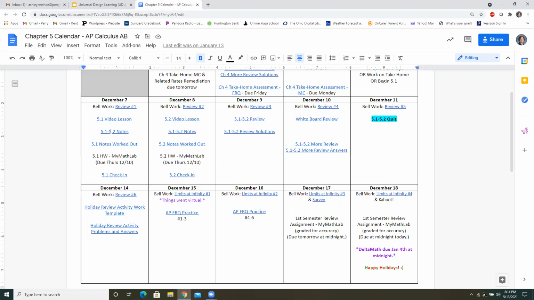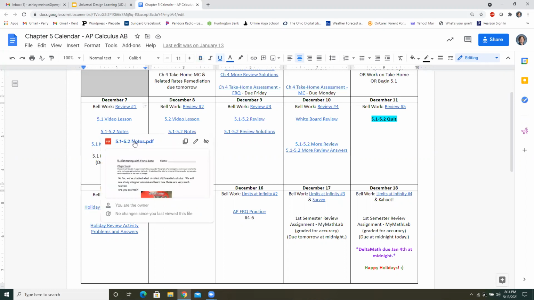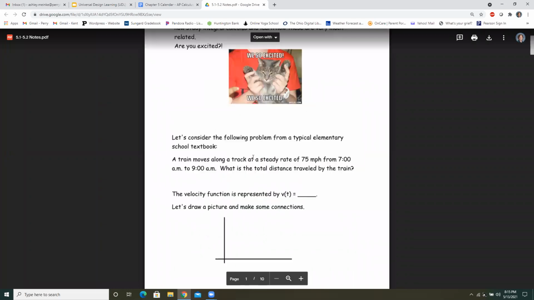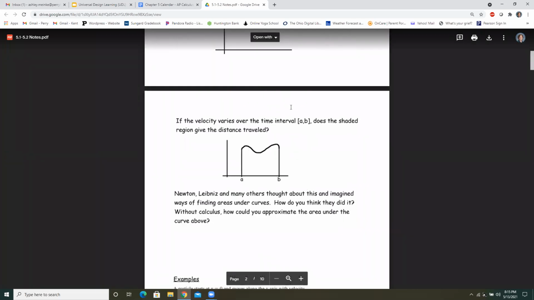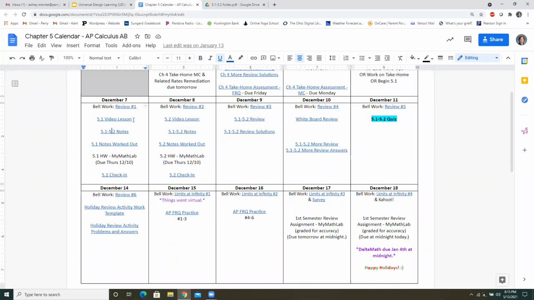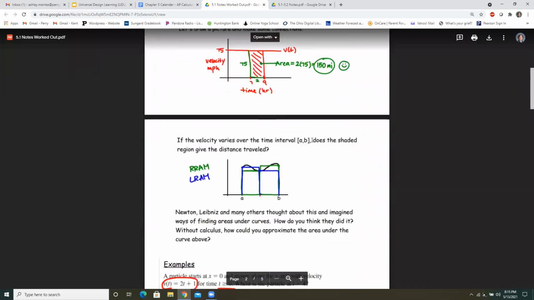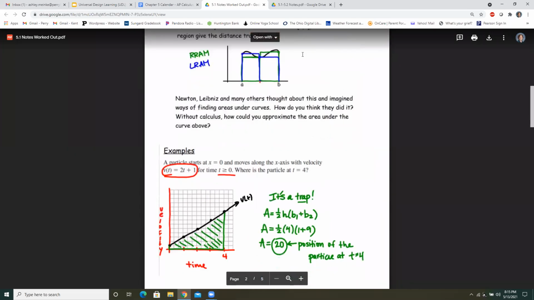Here you can see that the blank notes are also linked, so they can click on that. If they're absent, they can print this out at home if needed. The video lesson appeals to the students who will need the auditory feedback, whereas the notes that are worked out can appeal to some students who might just be better at reading through mathematics. Of course, I encourage the students to watch the video lectures.